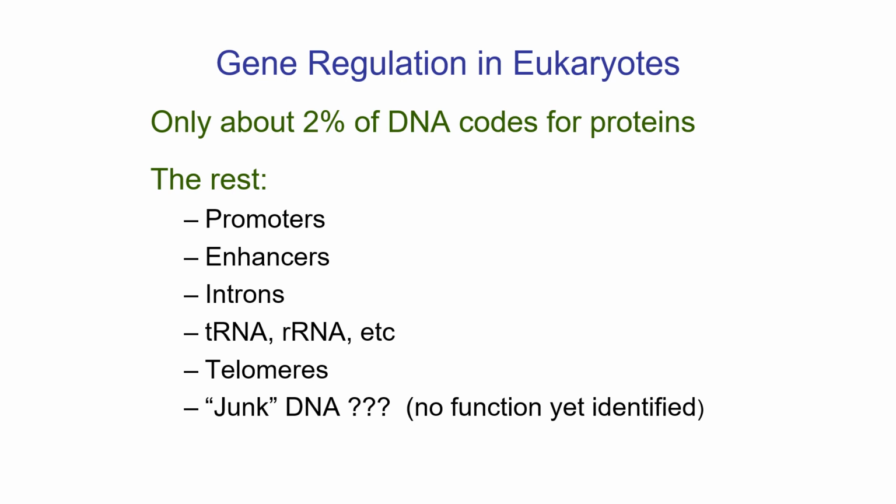Well, some of it is promoters. Those are on-off switches for genes. Some of it consists of enhancers. Those are sequences of DNA that enhance the rate at which a gene is transcribed. We also have introns, which are non-coding bits of DNA that are actually found within genes. So even the genes have these bits of non-coding DNA inside them. We have sequences that code for transfer RNA, ribosomal RNA. There's other types of RNA as well, small nuclear RNA, and etc.